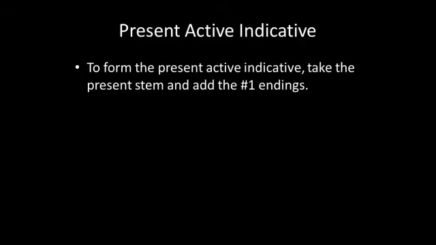Present is the tense. Active is the voice. That means the subject is doing the action. Indicative is the mood. This is the mood of reality. File it away, but don't worry about it for now. So how do we form the present active indicative? Well, you take the present stem, you add the number one endings, you smash them together, you get a verb.